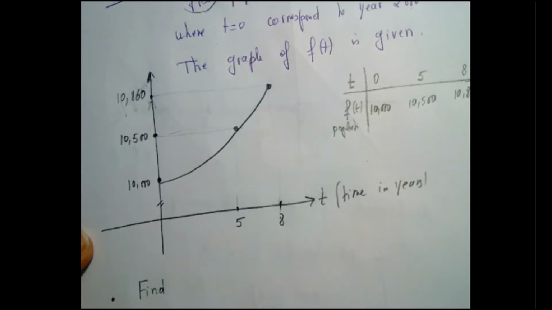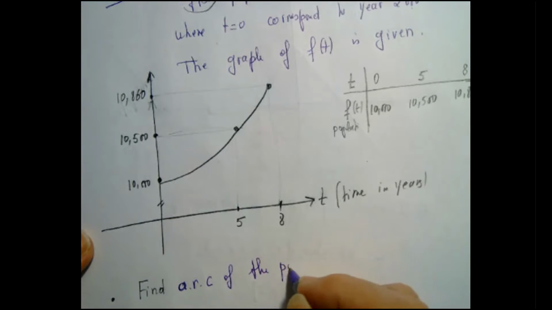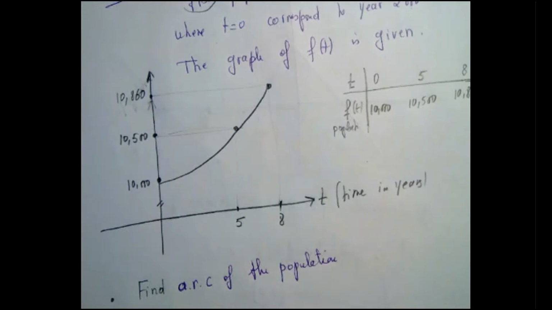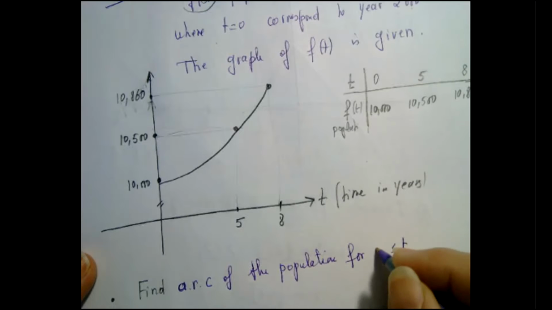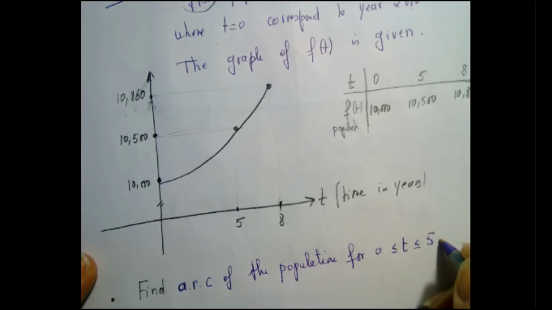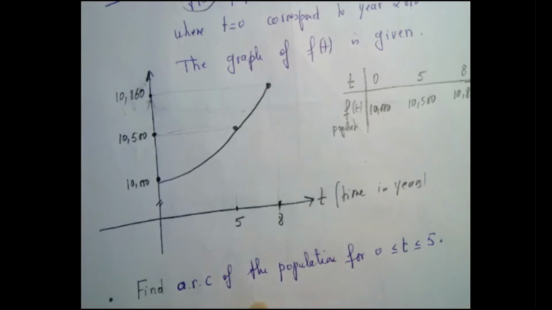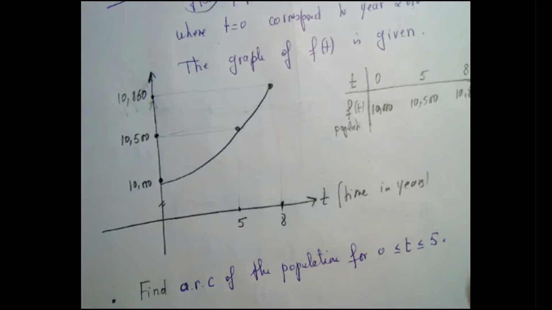Find the average rate of change of f, of the population. Since I know what f represents, I feel comfortable telling you of the population. That's another way of telling you of the function f for t between 0 and 5. My goal today is not only to find the average, but also to find what it means. So we're going to give it a unit and interpret it. What does this mean?